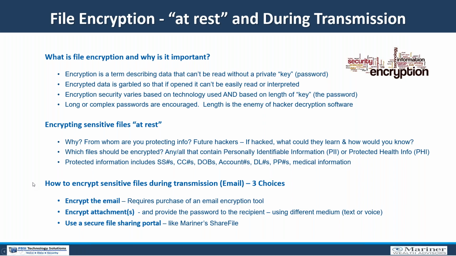There are three ways to encrypt information that's sent through the internet. One is to encrypt the email itself. One is to encrypt an attachment and then send that via normal email. And the third is to use a secure file sharing portal like Mariner's ShareFile. So a secure portal immediately creates a secure encrypted VPN between you and that portal site so that anything you send there is encrypted in transit. So you can use a secure file sharing portal with safety.